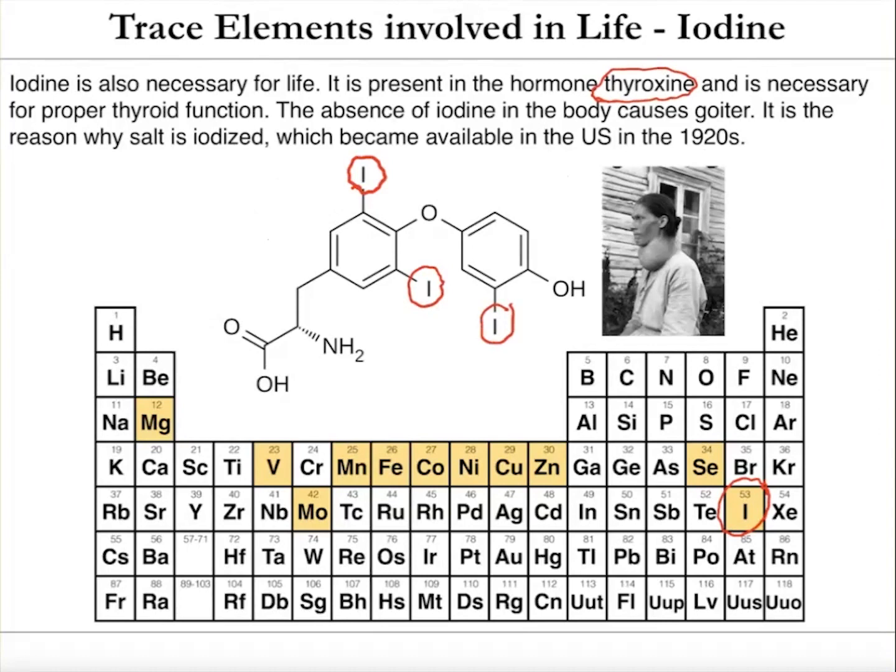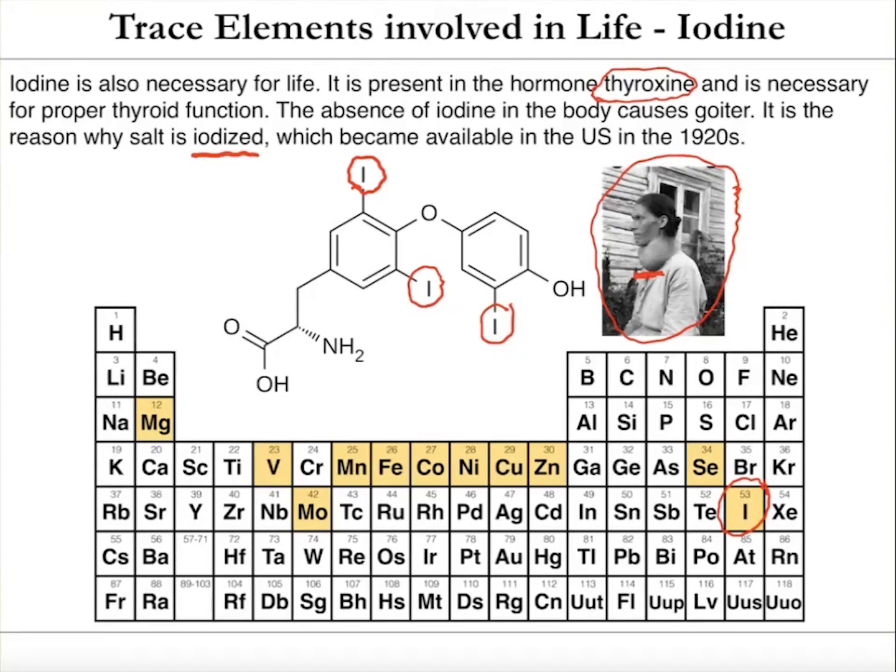The absence of iodine in your body causes your thyroid to become enlarged, and you can get what's called a goiter. This individual right here has a goiter, which is the enlargement of your thyroid gland in your neck. It can also cause all sorts of other developmental problems. This is the reason that when you buy salt, it's usually iodized. It's a really easy way to get trace amounts of iodine into people's diet so that they don't develop these goiters.